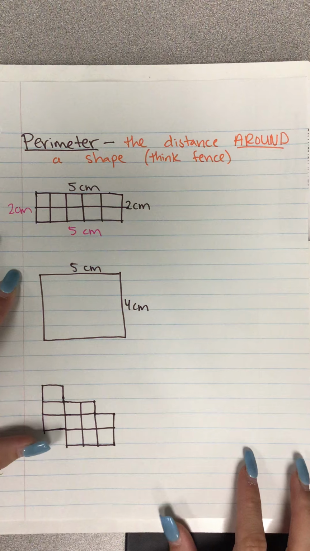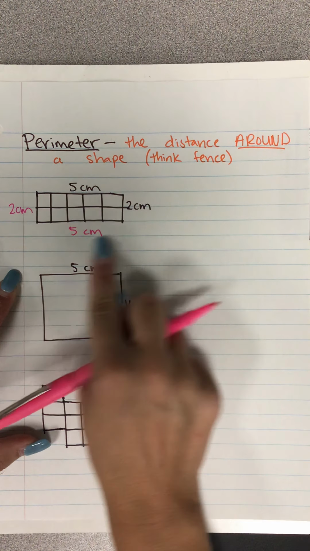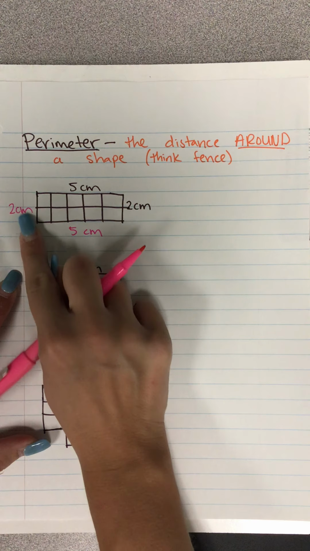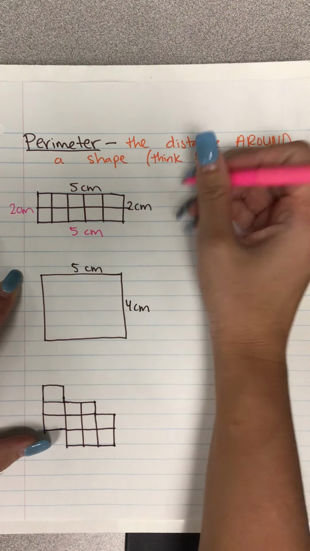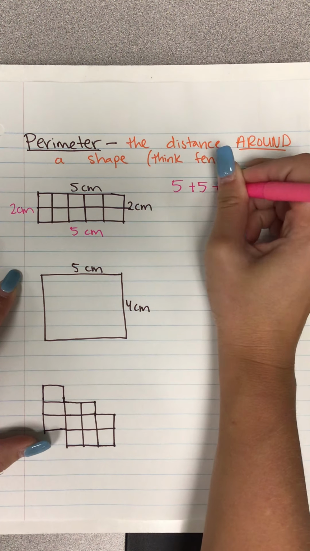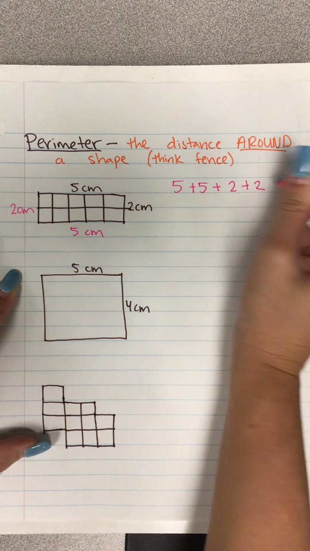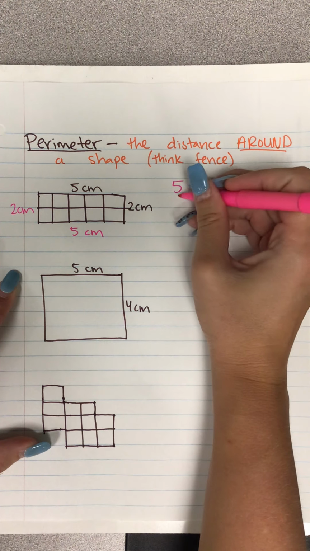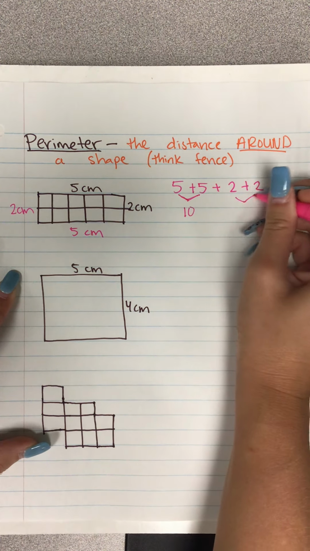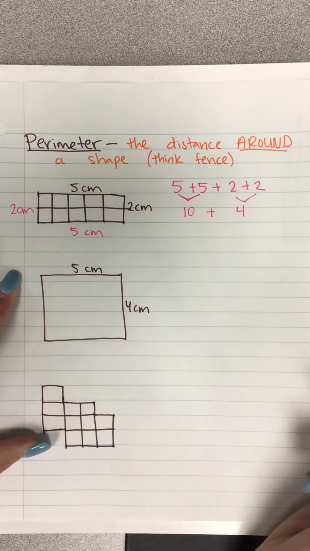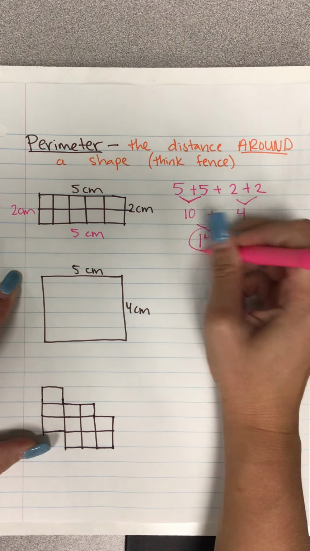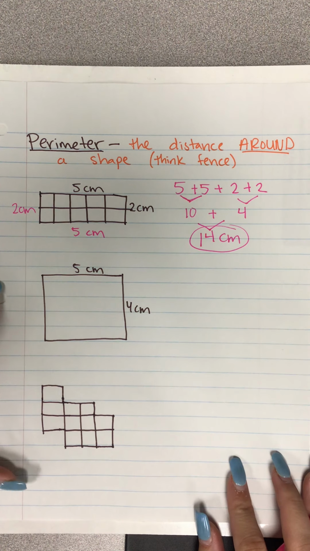And then our formula for perimeter is you're just adding up all the sides. Right? Think of a fence again. We're adding up all that distance around the shape. So my equation will be 5 plus 5 plus 2 plus 2. And maybe what I want to solve is I want to chunk those 2 out. So 5 plus 5 I know is 10. 2 plus 2 is 4. And then 10 plus 4 is 14. So that's the perimeter for that one.